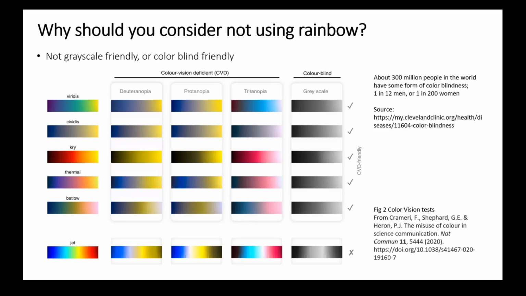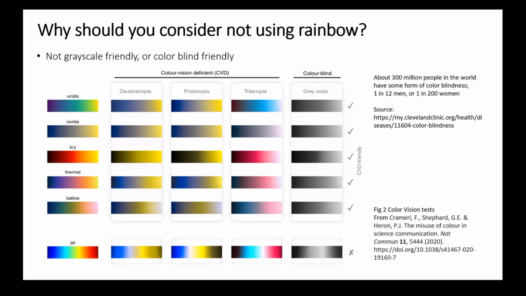About 300 million people in the world have some form of color blindness. That's 1 in 12 men or 1 in 200 women. A scientifically designed color bar should take that into account. We want this color bar to be as representative and as communicative to as many people as possible. We don't want to leave any of our colleagues out just because of color blindness, for example.